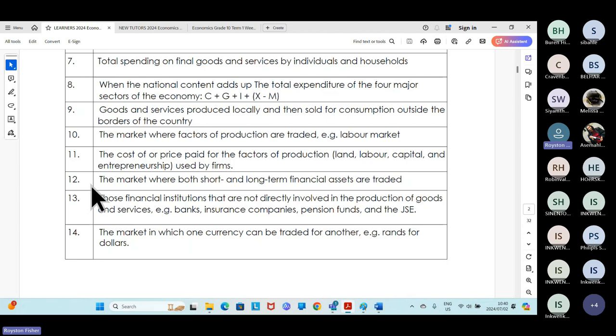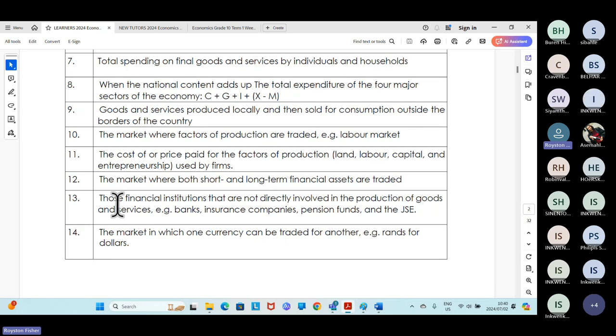Just think of it as the JSE. Then number 13, no, I'm lying. Number 12 is just the financial market. Number 13 is the financial sector, because that is where the JSE will come in. So you need to know and understand the difference between the two.